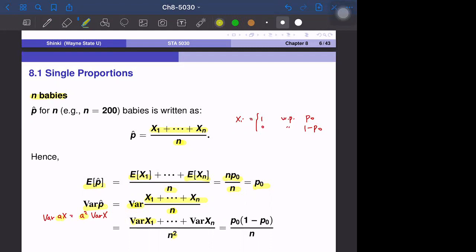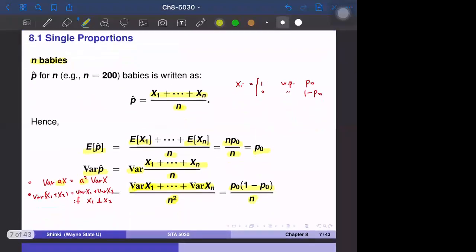How about the summation? The variance of x1 plus x2 becomes the variance of x1 plus the variance of x2 if the two variables are independent. The first one is always true, but this second equality holds if x1 and x2 are independent. Sometimes for independence, we use this symbol. So we can decompose this: the variance of the summation of xi's is equal to the summation of the variance of xi's. Each term is p naught times 1 minus p naught, as seen in the previous page, over n squared. But we have n terms, so n squared becomes n. So the variance is p naught times 1 minus p naught over n.